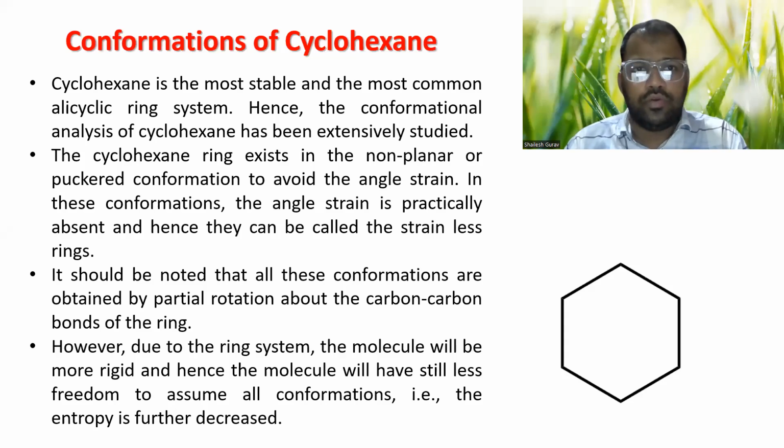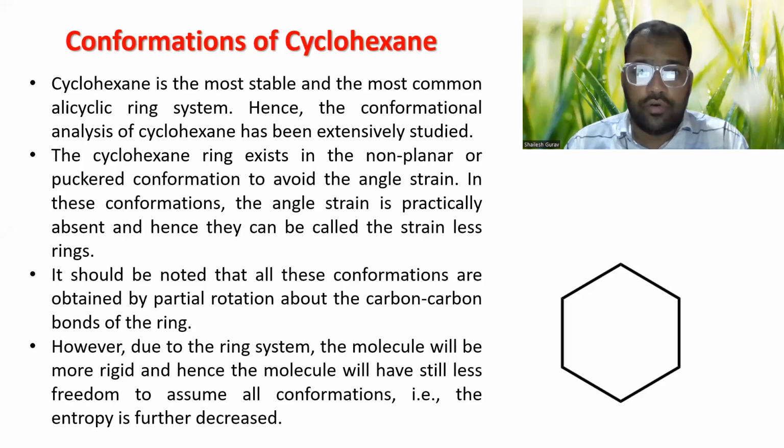Hello everyone. Today we will study one topic from stereochemistry, that is conformations of cyclohexane. So we can see this is the cyclohexane moiety over here. Cyclohexane is the most stable and most common alicyclic ring system, and hence the conformational analysis of cyclohexane has been extensively studied.